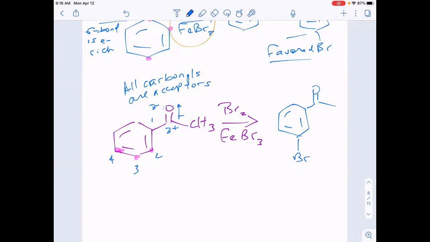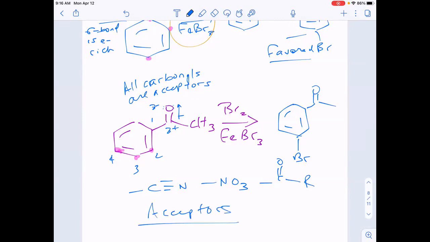All right. Questions about the meta directors? It could be carbonyl, other meta directors. If I attach a nitrile to the ring, if I attach a nitro group, obviously carbonyls, all those would be acceptors, either by resonance or by induction.